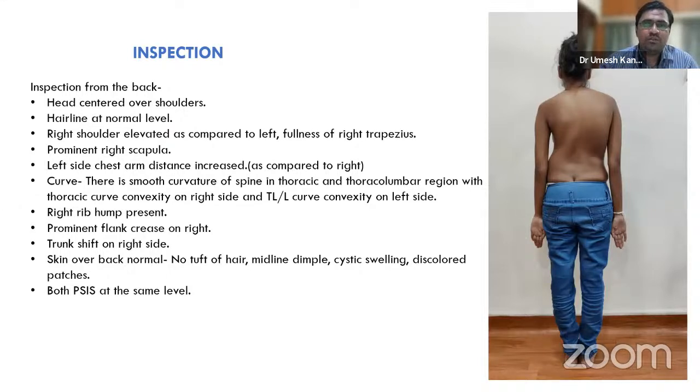Prominence of the flank crease on the right, truncal shift present on the right side. Skin over the back is normal. There is no tuft of hair, midline cystic swelling, or discolored patches. Both PSISs are at the same levels.